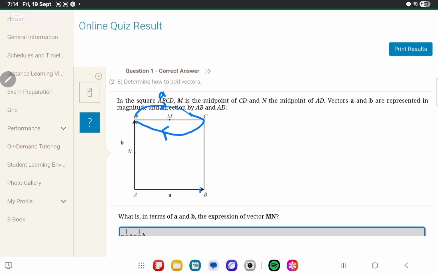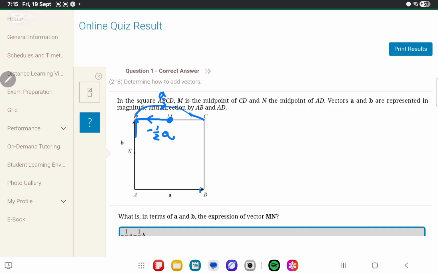C to D is just going to be the opposite direction of a, right? So it's going to be negative a. Now, again, M is the midpoint, okay? So M is halfway. We're only going to go from M to D. That means we're only going to cross half of CD, right? So we're going to write half of negative a, which is negative half of a. Okay, this is our first part.